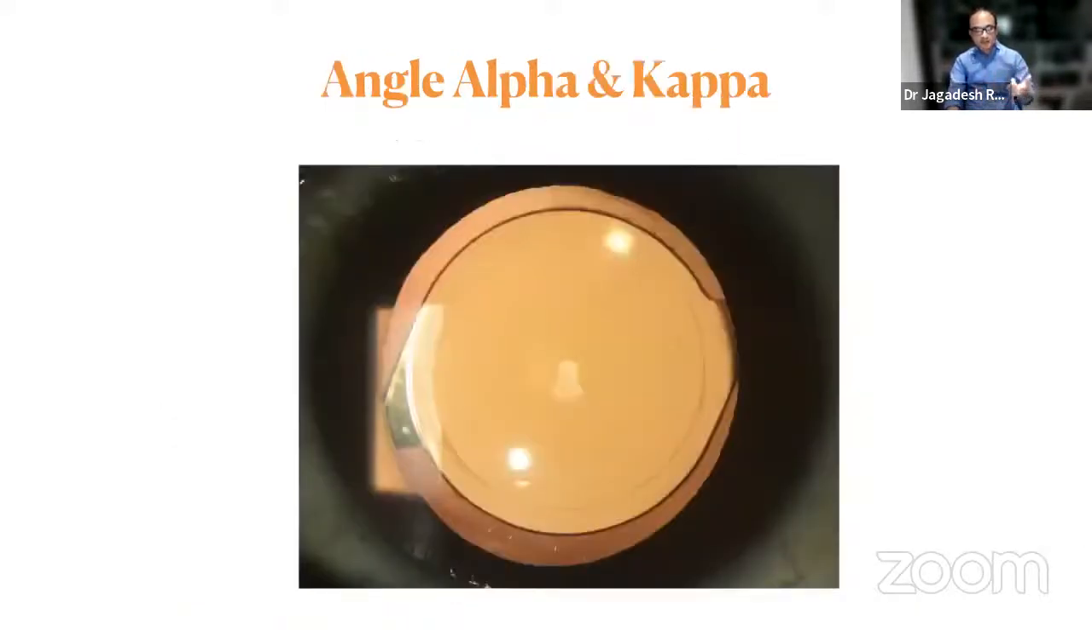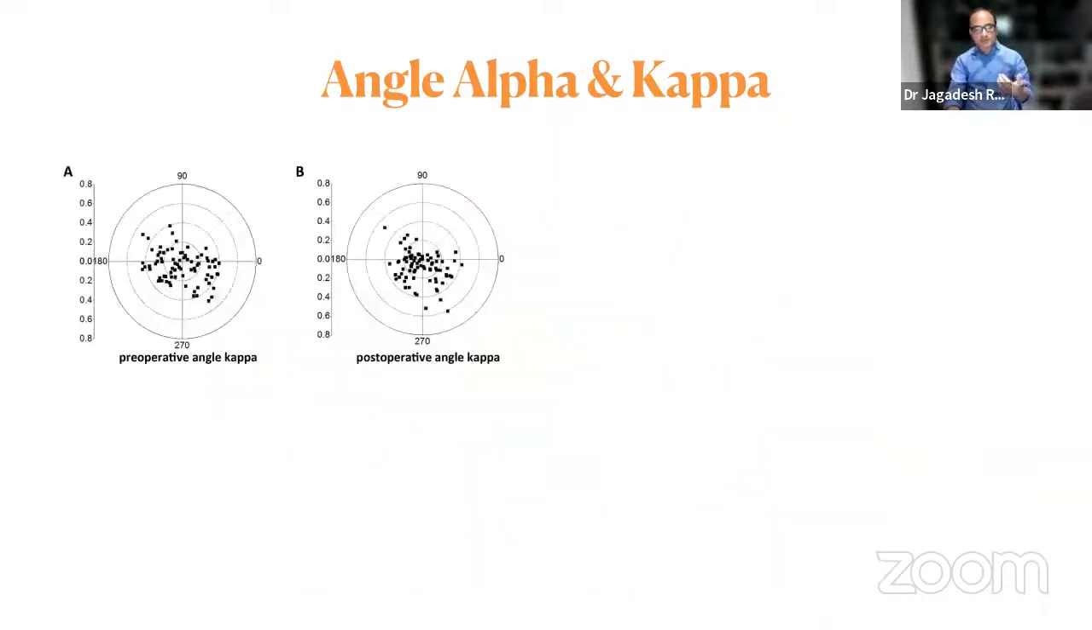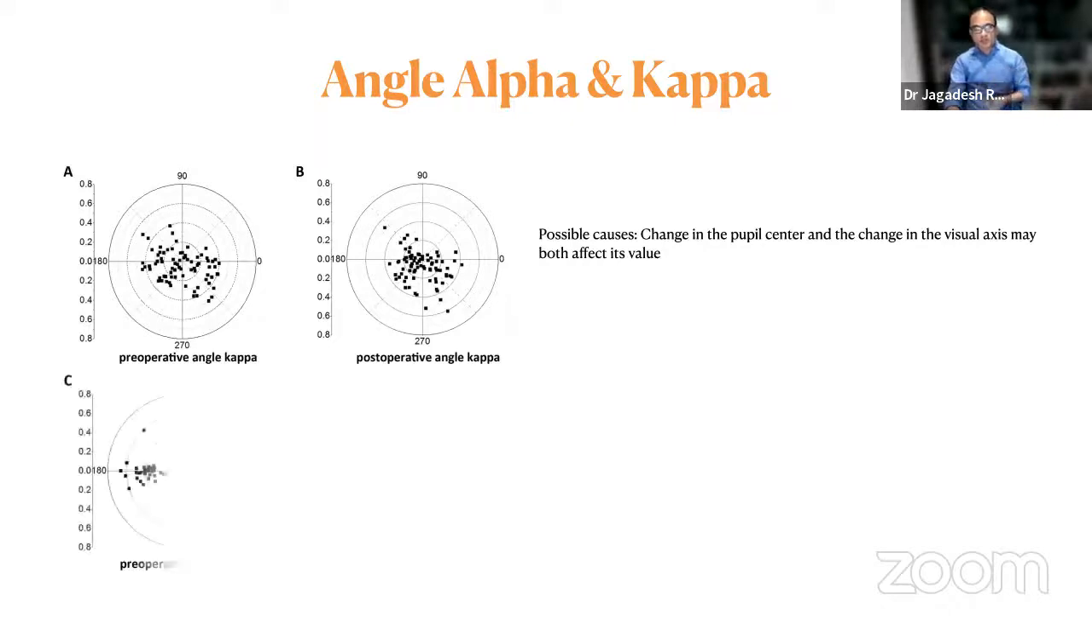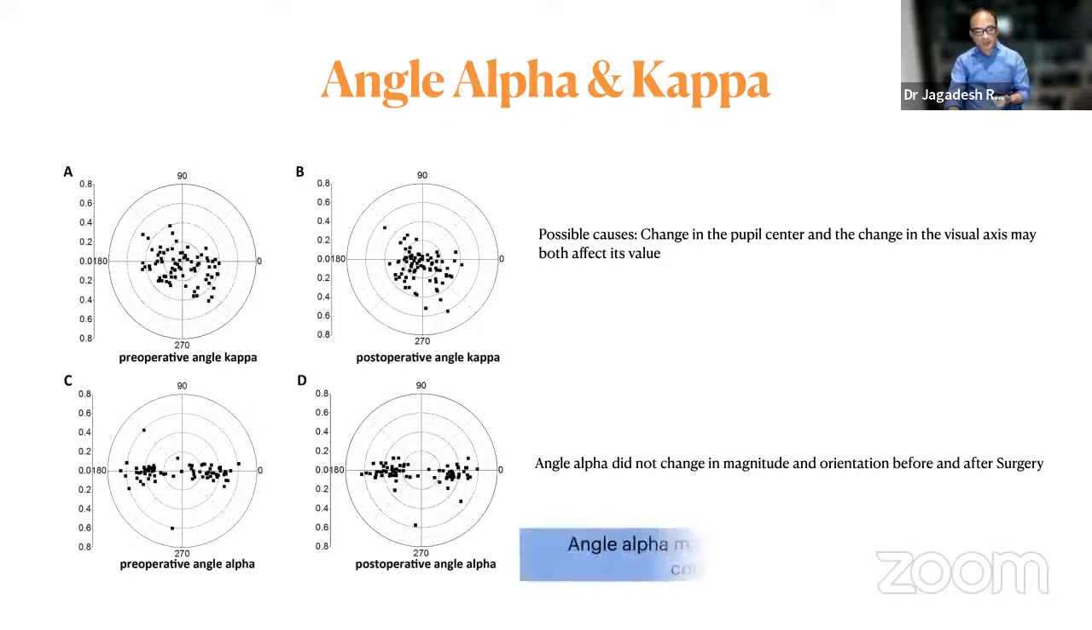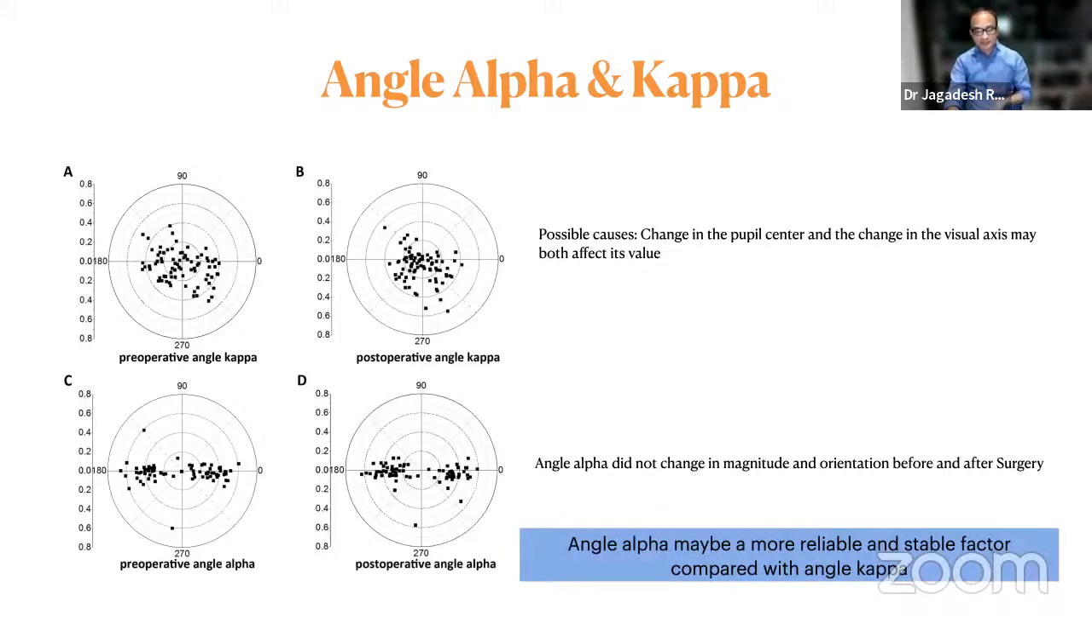So angle alpha, Dr. Himanshu did talk. I'll skip all these and go on. So why do we choose angle alpha? Because compared to pre-operative values, there has been a significant change in the post-operative values of angle kappa. This is because of the change in the pupil center in individuals after cataract surgery, and the change in the visual axis, which may affect its value. But this is not the same with angle alpha. This is very well centered along the horizontal axis, and it is said to be more stable, and hence we started looking at angle alpha. It's a more reliable and stable factor.